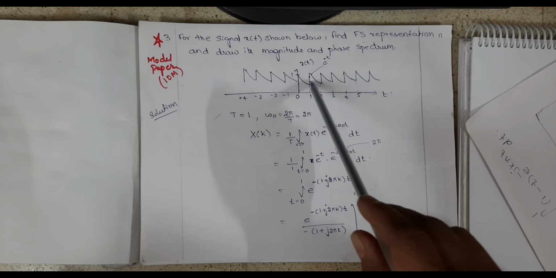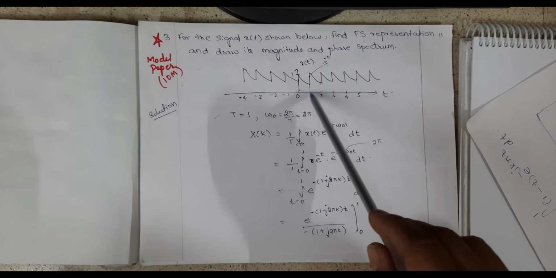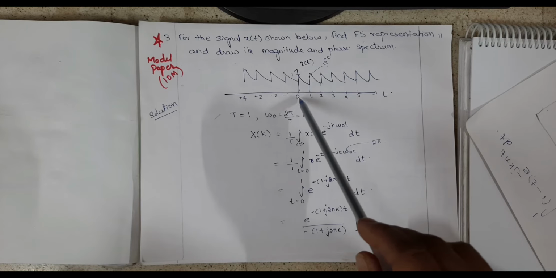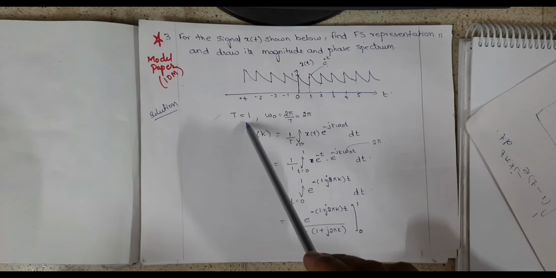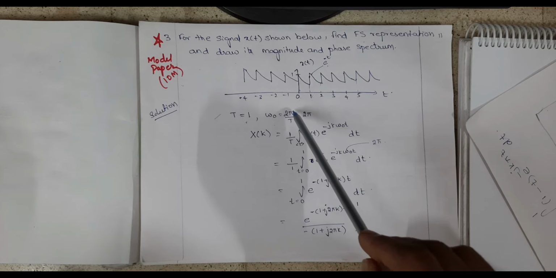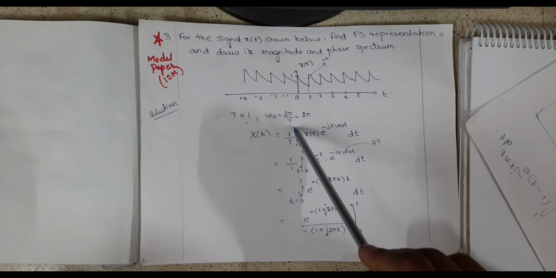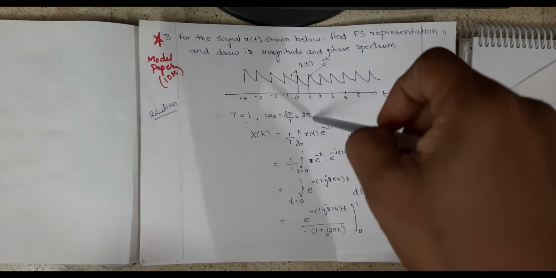Here this is a signal whose x of t is nothing but e raised to minus t. Now from observation you can see after every time period 1 the signal is repeating, therefore time period T is equal to 1. Omega naught is equal to 2 pi by T, but T is 1, so 2 pi by 1 is nothing but 2 pi, so omega naught is 2 pi.